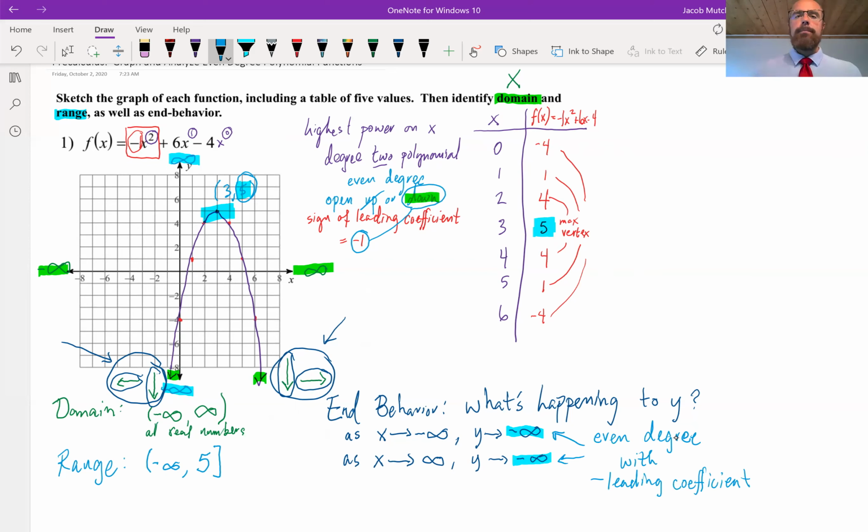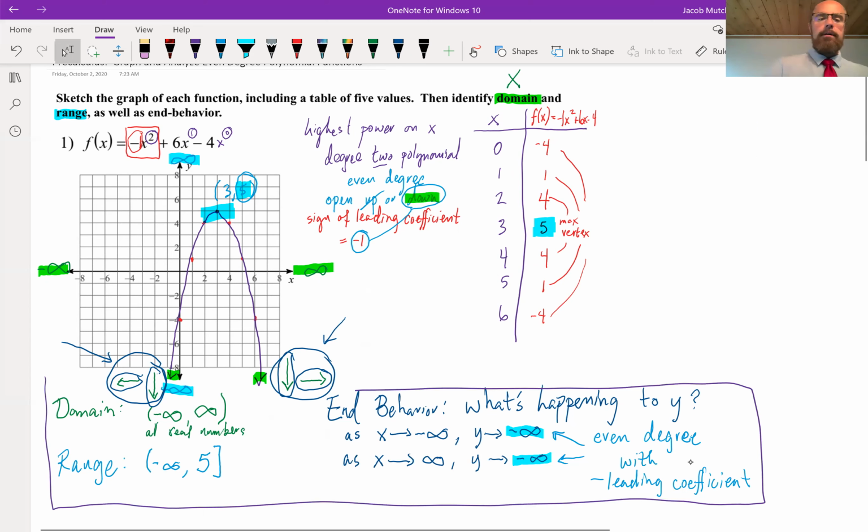So again, just to make a case for the value of making a prediction before you start graphing, before you start analyzing, it really provides us with a lot of information and confirmation as we go that what we're writing is true. Let me box that statement.